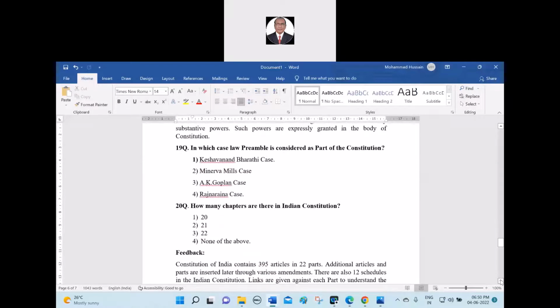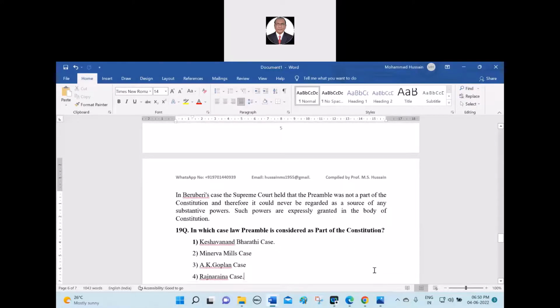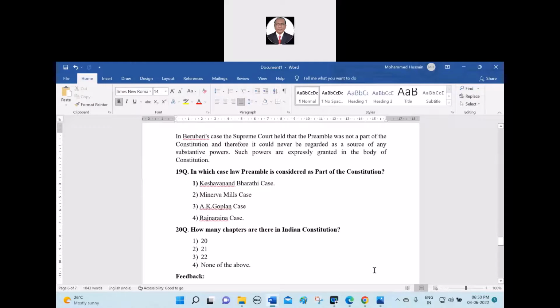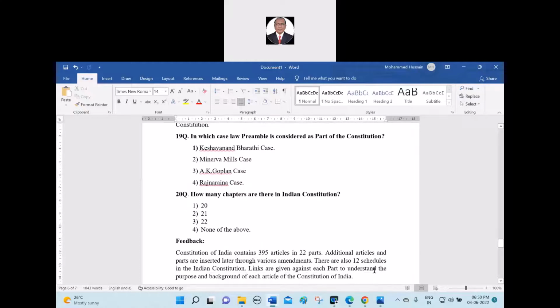And how many chapters are there in the Indian Constitution? Yes? How many chapters are there in the Indian Constitution? Anyone? Say, how many chapters are there in the Indian Constitution? There are no chapters in the Indian Constitution. None. 22, sir. Only parts are there. Parts, yes. Only parts are there.